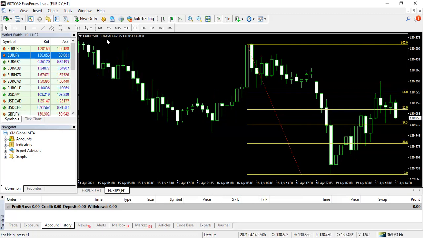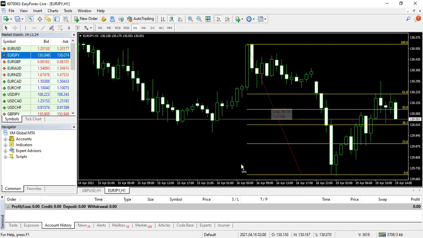So Euro JPY on the 1 hour has hit 61.8% of the Fibonacci, which means a reversal. And we are beginning to see the reversal happening. So we will get to know about Fibonacci, but for now, let's just use the tool as you've seen it, okay?